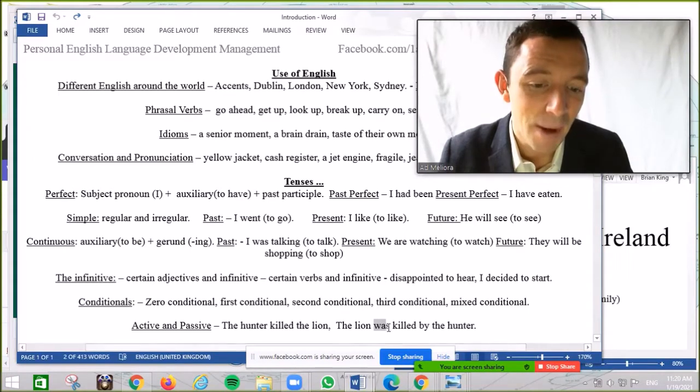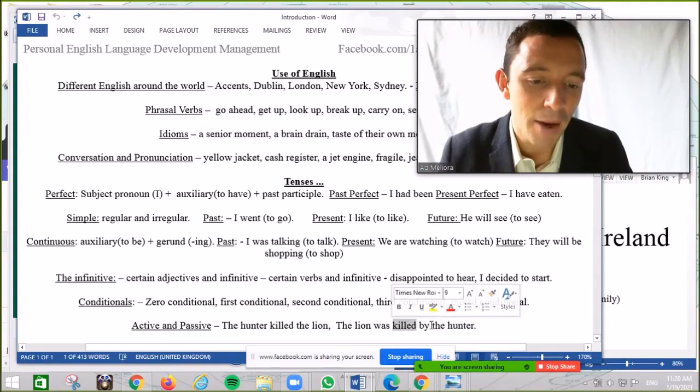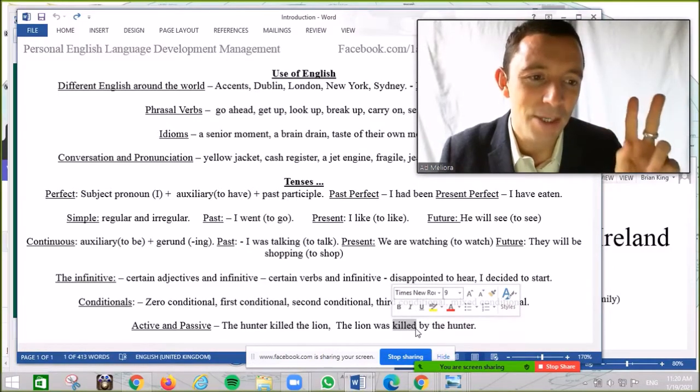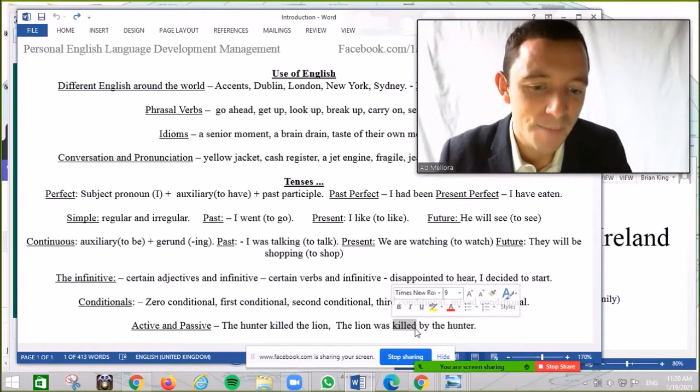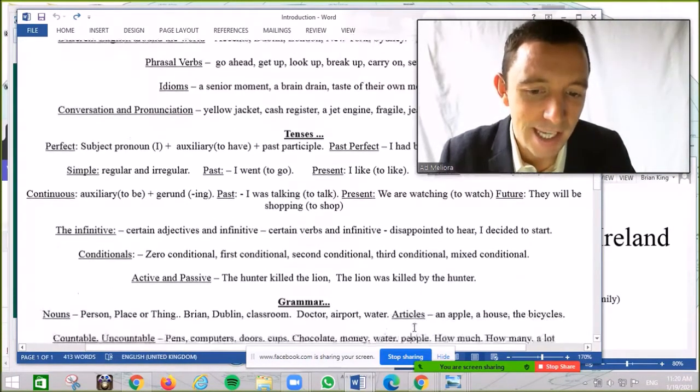So here it's the past plus the participle of the verb: killed by the hunter. Remember, the participle is the tercera columna. For example, go, went, gone. So the participle is the third column. Go, went, gone. That's the participle. Okay? Very good. So that's the tenses.